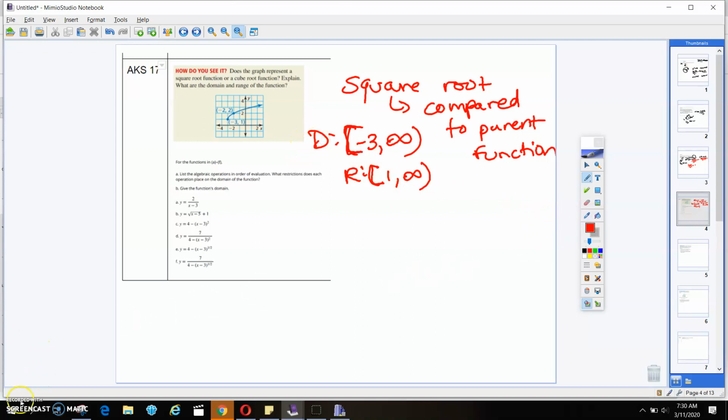It says, for the functions A through F, list the algebraic operations in order of evaluation. What restrictions does each operation place on the domain of the function? Give the function's domain. Okay? So this really falls into AKS 31-ish. But with that being said, it wants us to evaluate these.